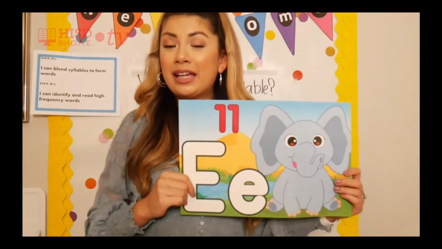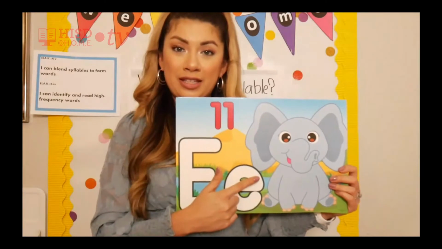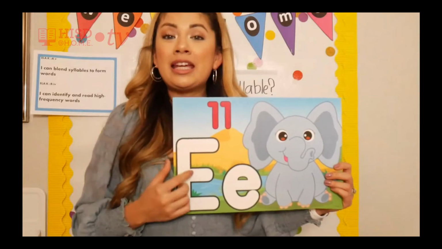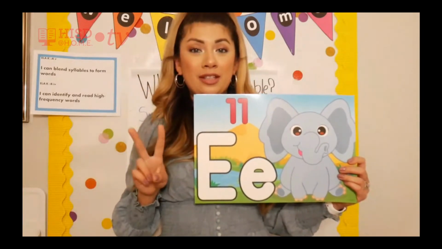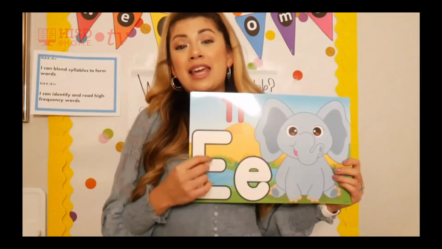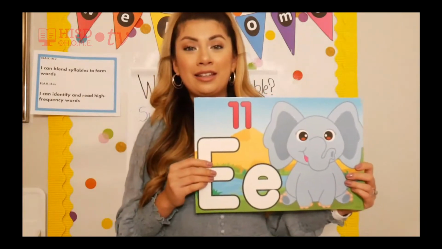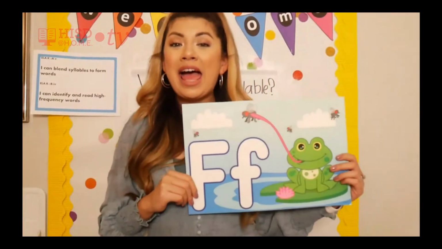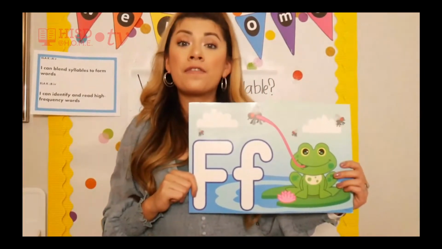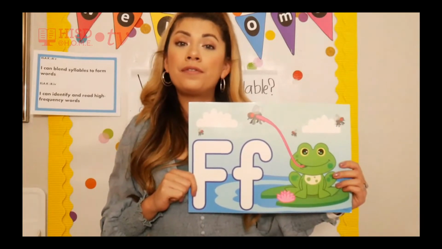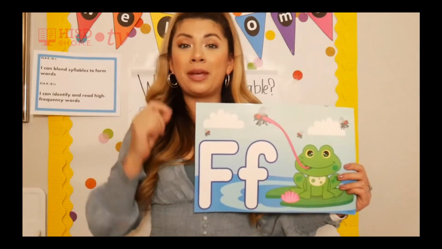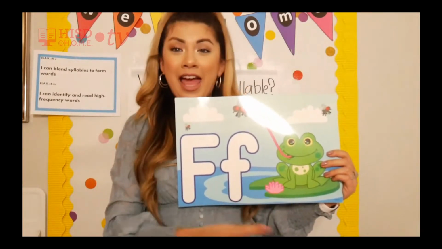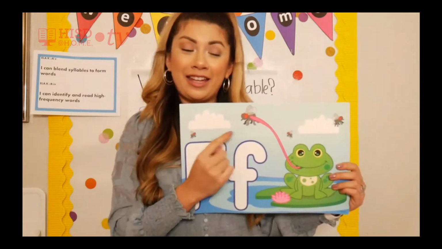E like elephant. E like egg. E has two sounds. F sounds like f. You have to bite your bottom lip. Like in frog and fly.